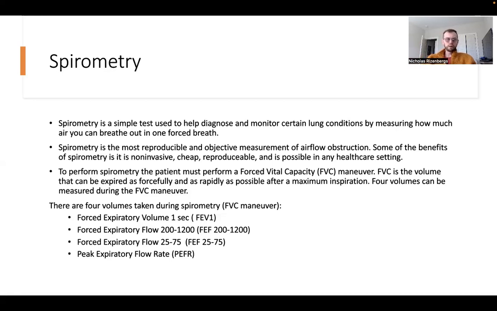Forced expiratory flow 200 to 1200, or FEF 200-1200. Forced expiratory flow from 25 to 75, FEF 25-75. Peak expiratory flow rate, PEFR. I didn't go much into those other ones because they're not as pertinent for COPD, but those are values that you get from that forced vital capacity maneuver.